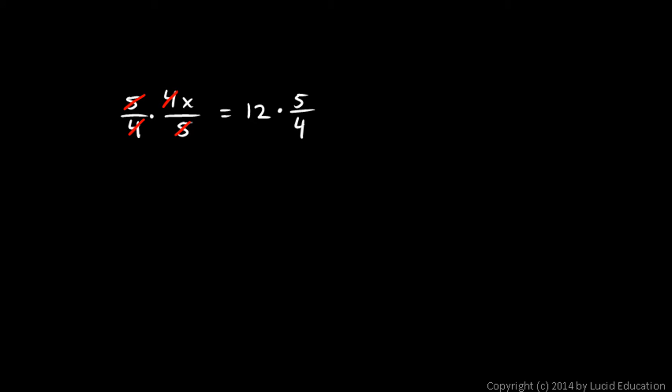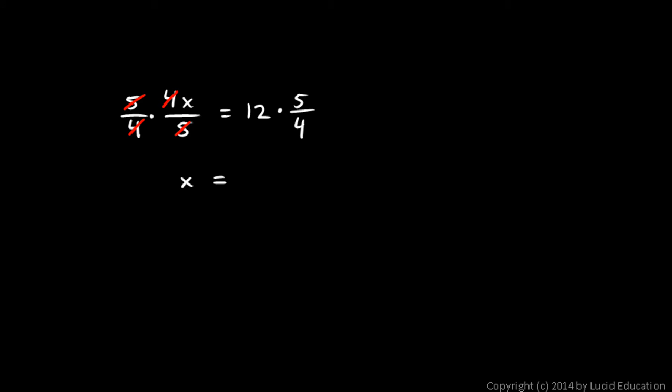Now what remains on the left is simply the x all by itself. So after the 5's and the 4's all cancel out over here, I'm just left with x. So I have x equals, and on the right I have 12 times 5 over 4. And this 12, remember, can be thought of as 12 over 1. So the 12 is in the numerator.